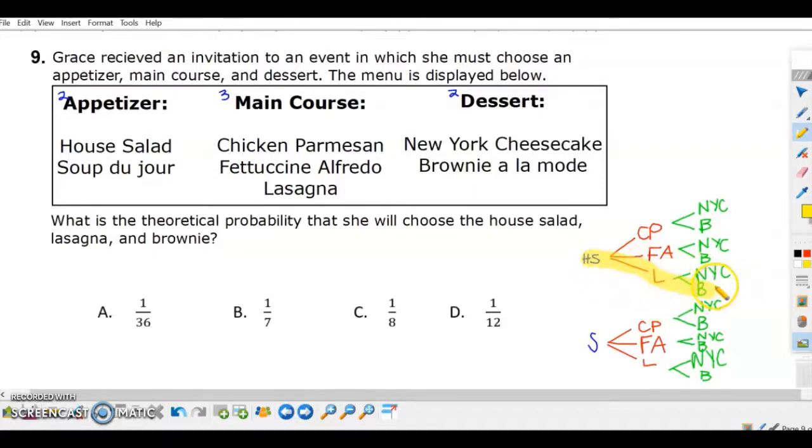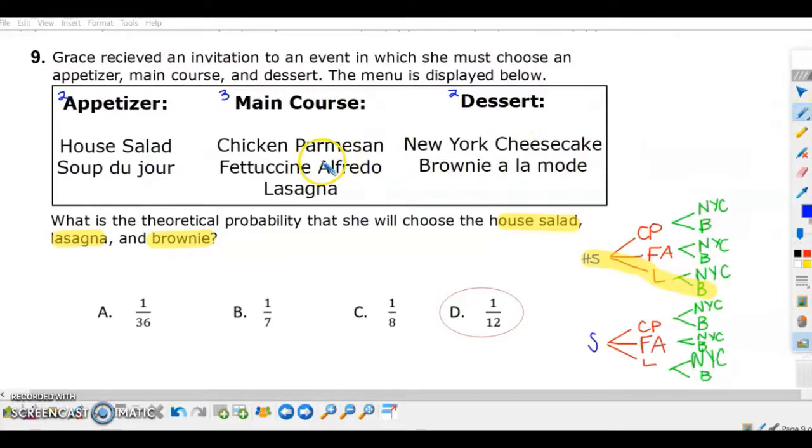House salad, lasagna, and brownie. This is the one we are looking for. House salad, lasagna. So see if you can figure out how many combinations there are to choose from. The probability would be 1/12 because there are 12 branches of this tree ultimately, and house salad, lasagna, and brownie is one of the 12 branches.